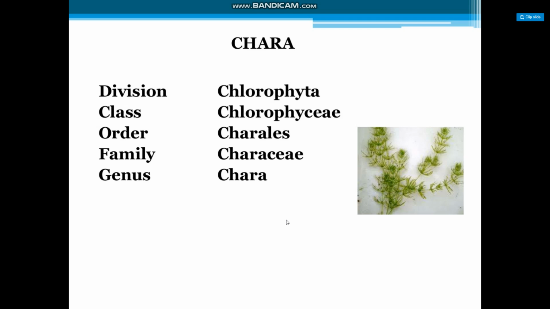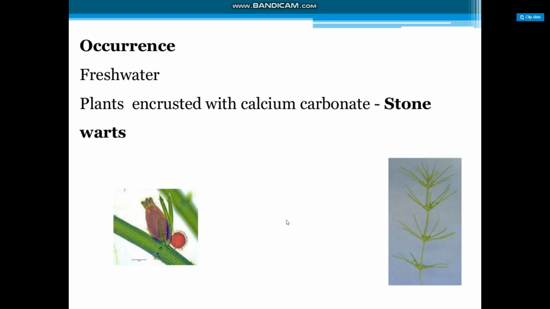Here I'm teaching you about Chara. Chara belongs to division Chlorophyta, class Chlorophyceae, order Charales, family Characeae, genus Chara. Occurrence: fresh water. Plants encrusted with calcium carbonate are known as stoneworts.